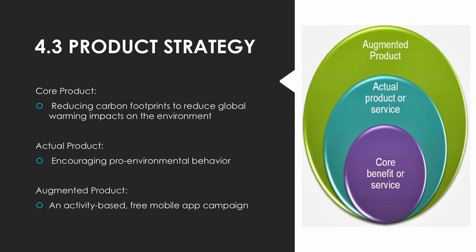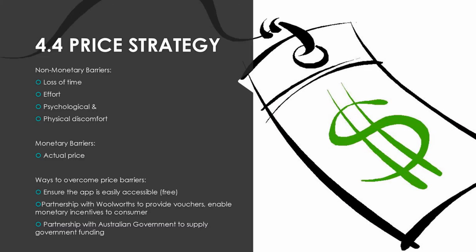This could involve the implementation of an activity-based free mobile app campaign. By offering incentives to the target market through the implementation of the app, the desired behaviour may be adopted with ease. Price plays a fundamental role in the adoption of the pro-environmental behaviour of switching off light switches while not in use. Price is the amount expected, required, or given in payment for a product or service. Therefore, in this case of the intervention plan, price is the cost that the target market will associate with the adoption of the desired behaviour.